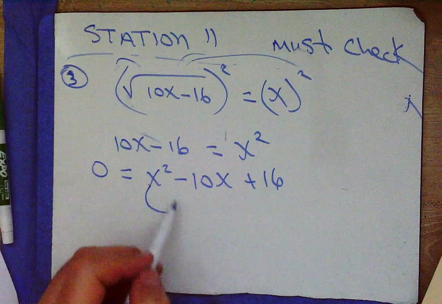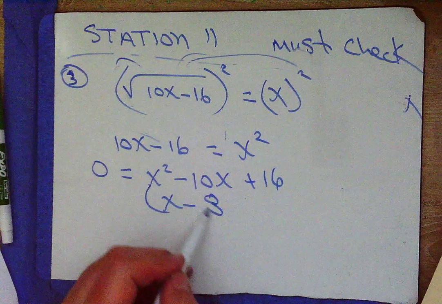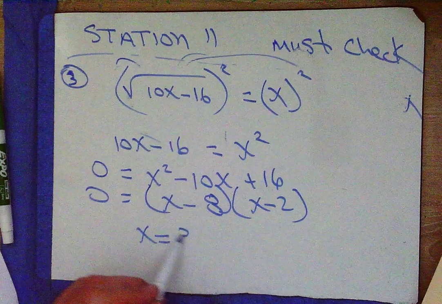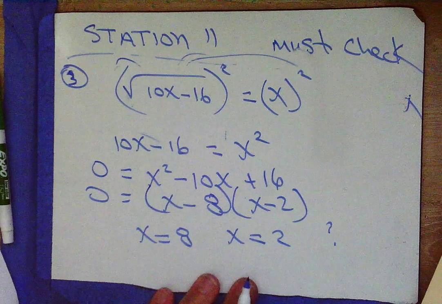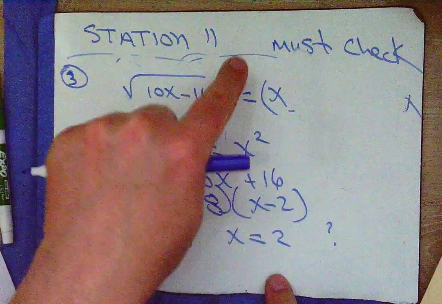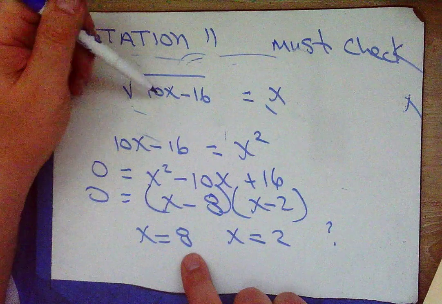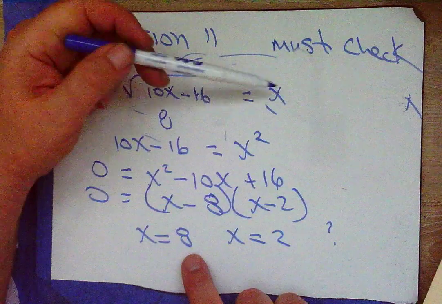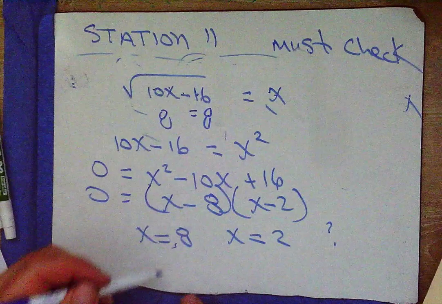Did you then factor this as x minus 8 and x minus 2 and get x equals 8 and x equals 2? Well, I hope so, because that's what I got. All right, now let's go back to our original equation, not this squared thing, just the original, and plug these in. 8 times 10 is 80. 80 minus 16 is 64. The square root of 64 is 8. And I plug in an 8 for this x, and I get 8. 8 equals 8, so that one works.